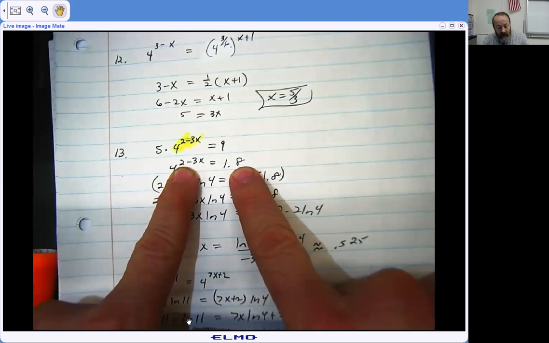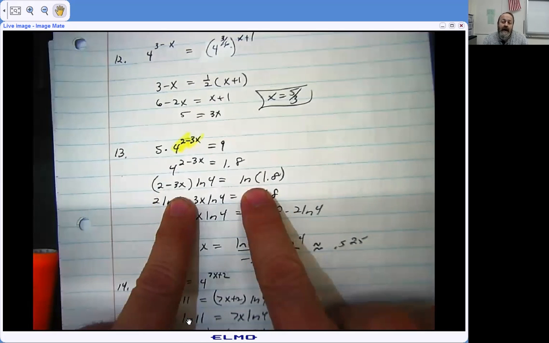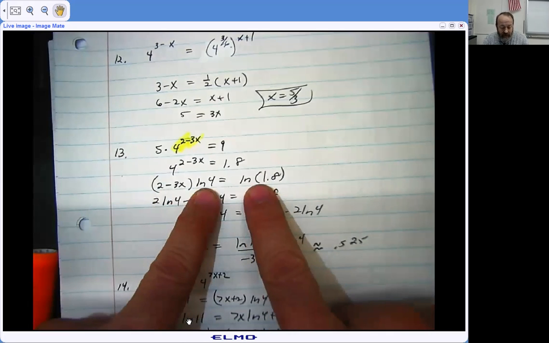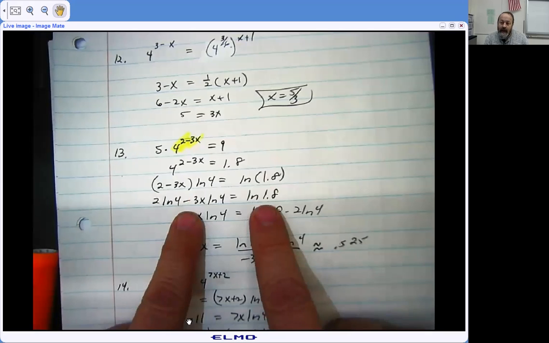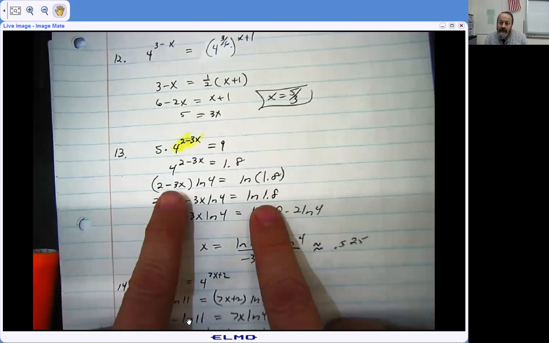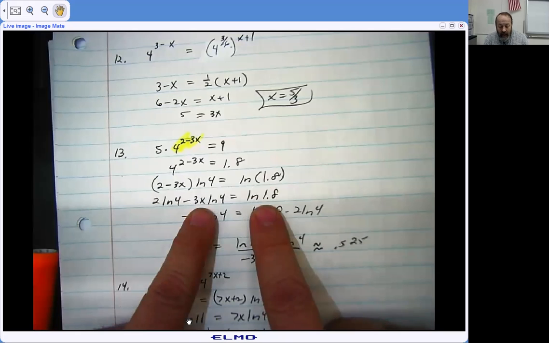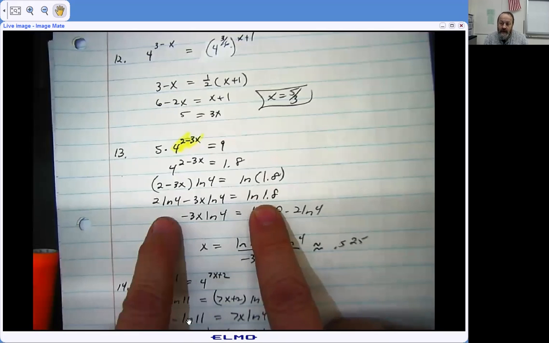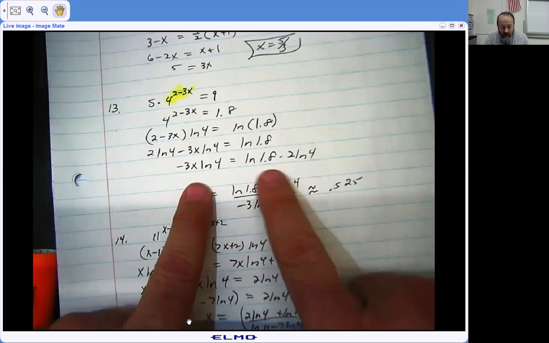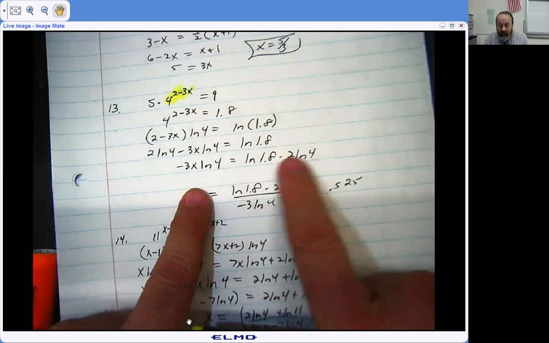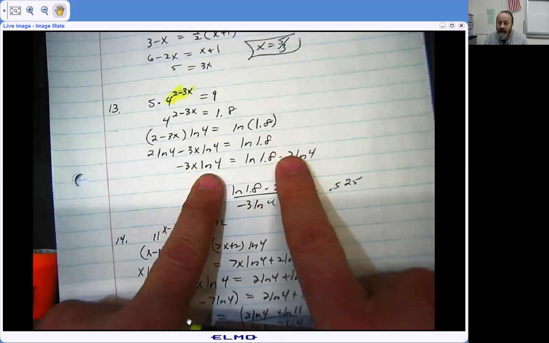So I take the log of both sides. Again, it could be a common log. I just personally gravitate towards natural logs. Now, as such, I'm going to do a quick distributive property: 2 natural log of 4 minus 3x natural log of 4. I need to get the x part by itself, so I should move this 2 natural log of 4 to the other side. And then, of course, all that I have left to do is take whatever this thing is right here, and I need to divide it by a negative 3 natural log of 4.